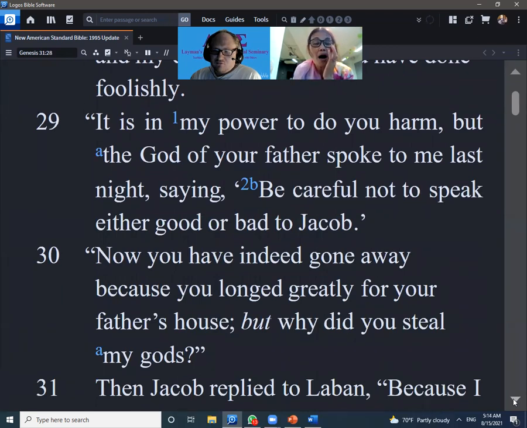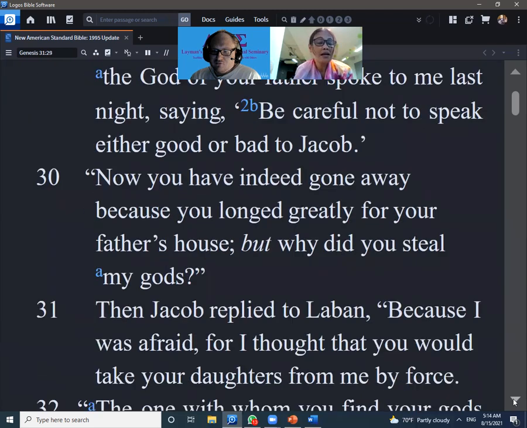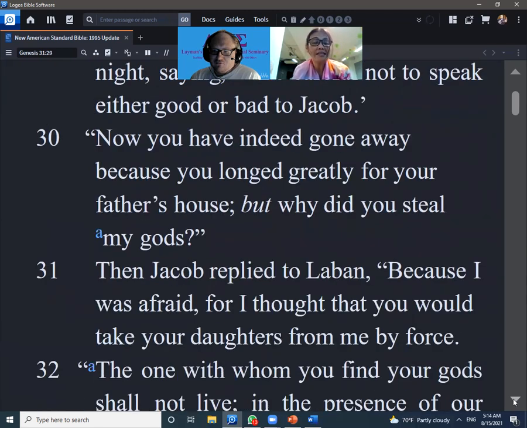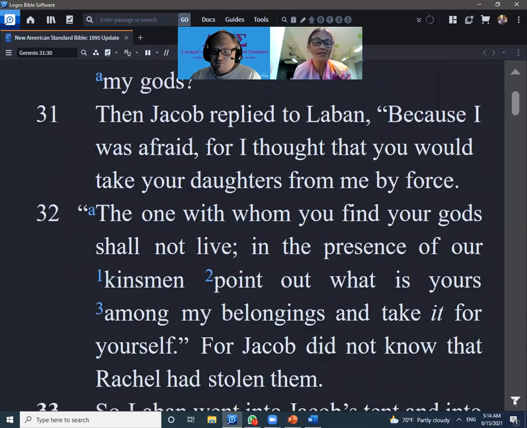It is in my power to do you harm, but the God of your father spoke to me last night, saying, be careful not to speak either good or bad to Jacob. Now you have indeed gone away because you long greatly for your father's house, but why did you steal my gods? Then Jacob replied to Laban, because I was afraid, for I thought that you would take your daughters from me by force.